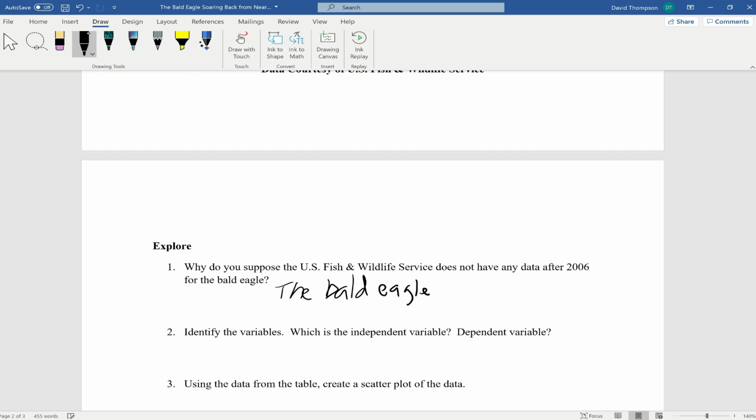Eagle was removed from the endangered species list.